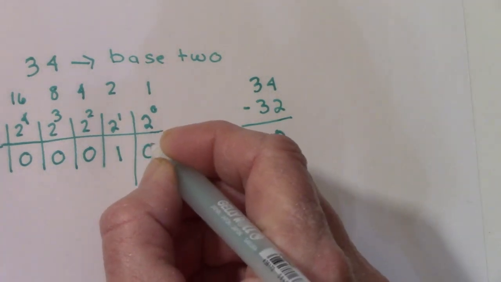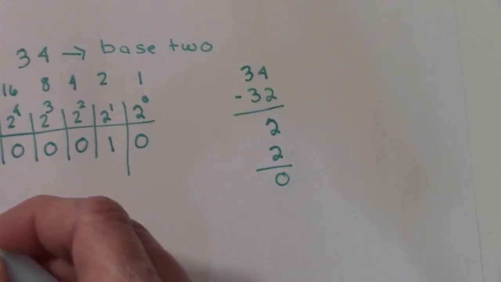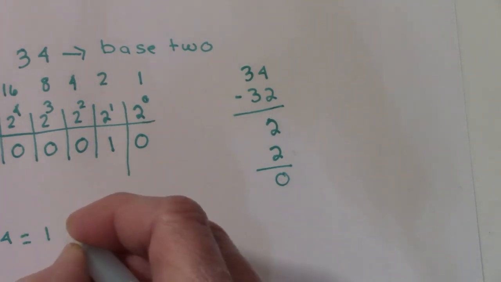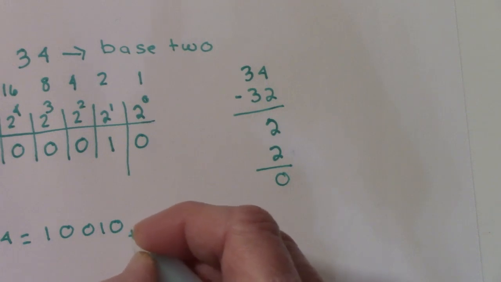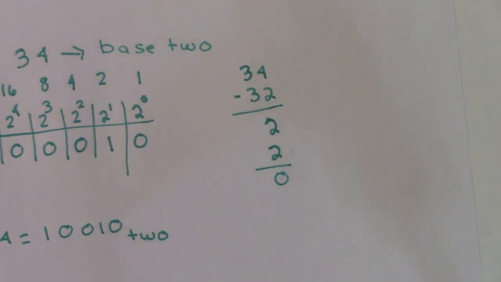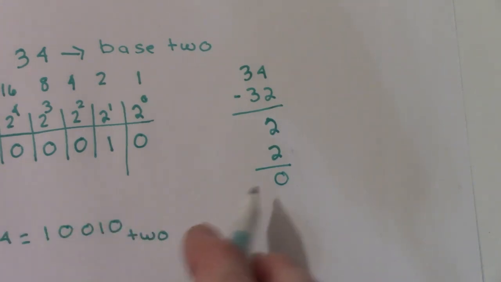So what this shows me is that 34 base 10 is equal to 1, 0, 0, 1, 0 base 2. And that's how we convert it. Okay, we just fill in the slots. We start with the biggest number that we can fit, and then we just see how many we have, and then we just subtract them.